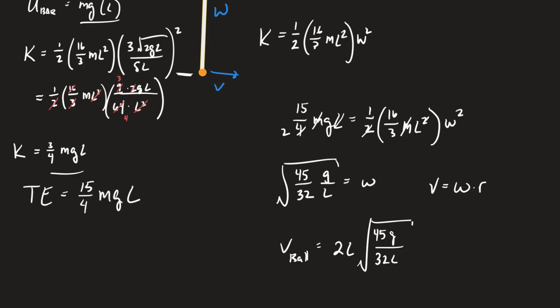I'm not quite content with that. I'm going to square the 2L and put it in the radical, because that's going to be 4L squared, and 4 and 32 will cancel down to 8, so that'll be under the radical 45gL over 8. So yeah, I'm going to leave it like that. g times L is going to be in meters squared per second squared. And when I take the root of that, I get meters per second. So yeah, I'm all in on that.